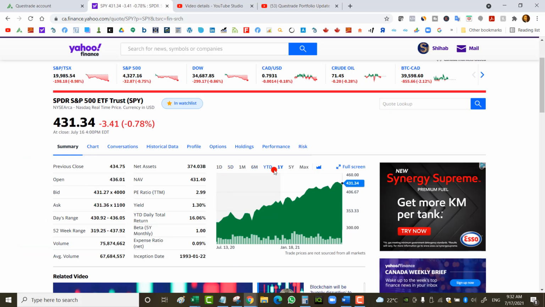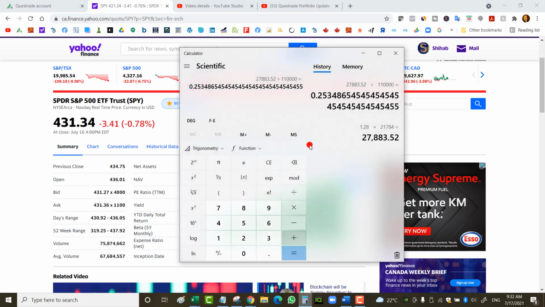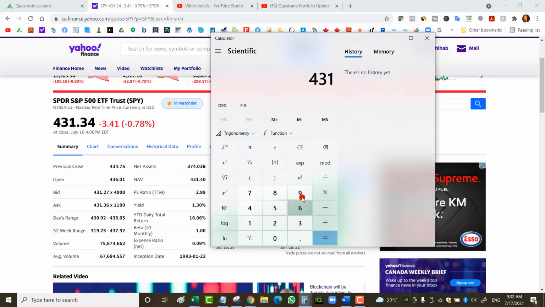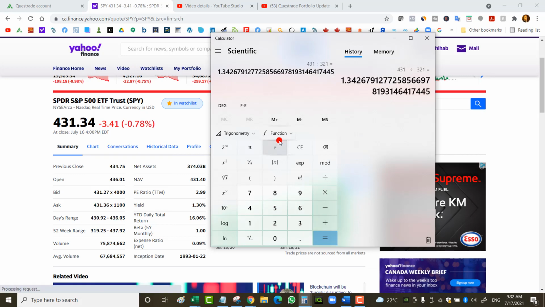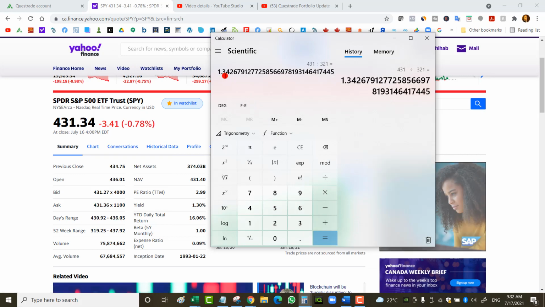So if I look at the past year, you can see past July 13, SPY was trading at around 321 according to this chart. And right now SPY is at 431. So let's divide 431 by 321. That gives me a return of about 34%. So there you go. If I had just bought the SPY in July and held on to it, I would have made 34% easily without any hassle or stress of selling options.